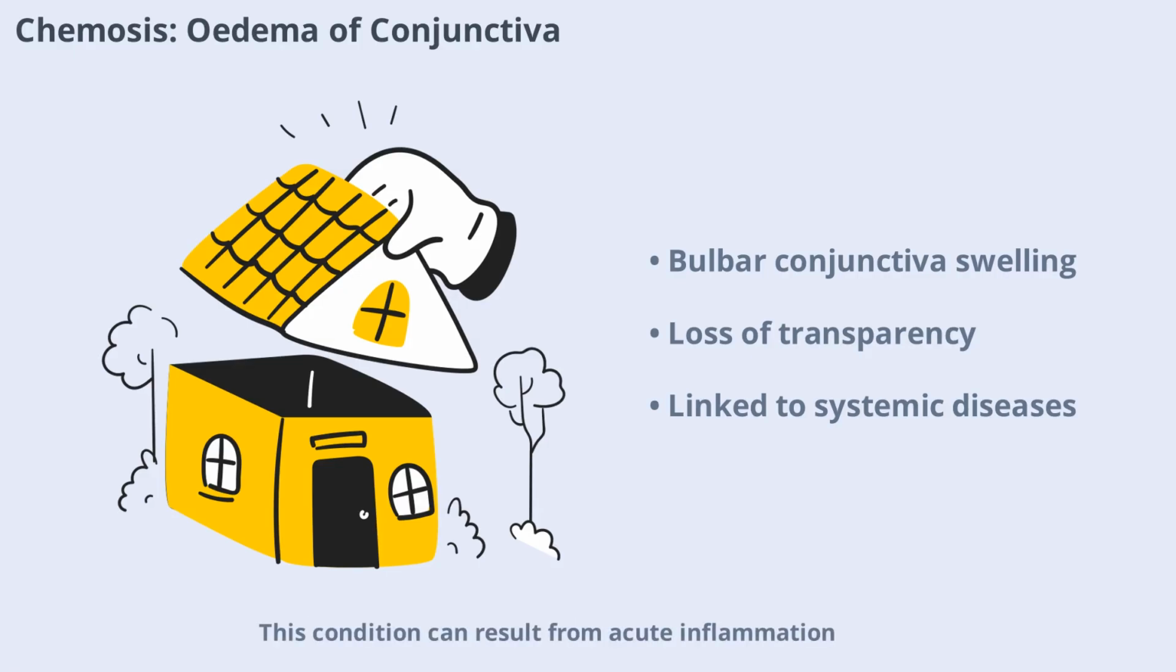This condition can result from acute inflammation, obstruction to circulation, or abnormal blood conditions such as anemia or nephritis. Recognizing chemosis is important for identifying underlying systemic or ocular diseases.